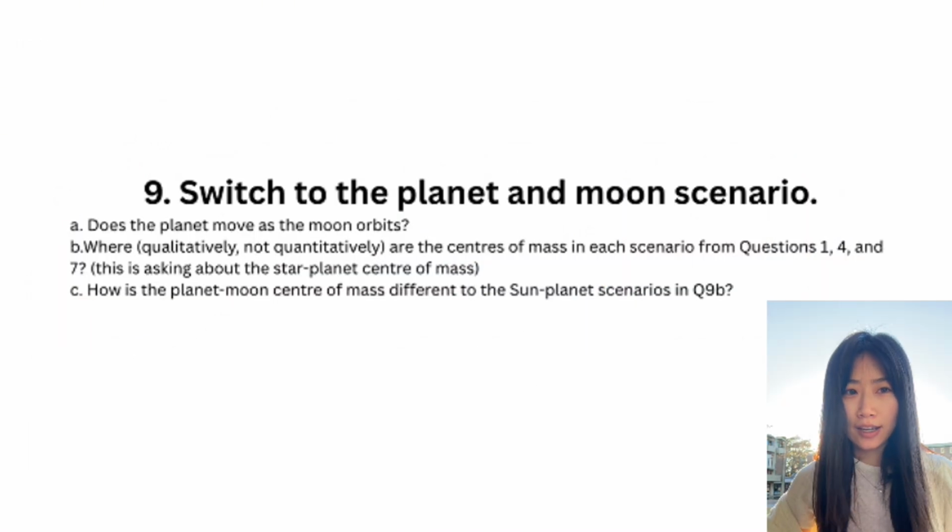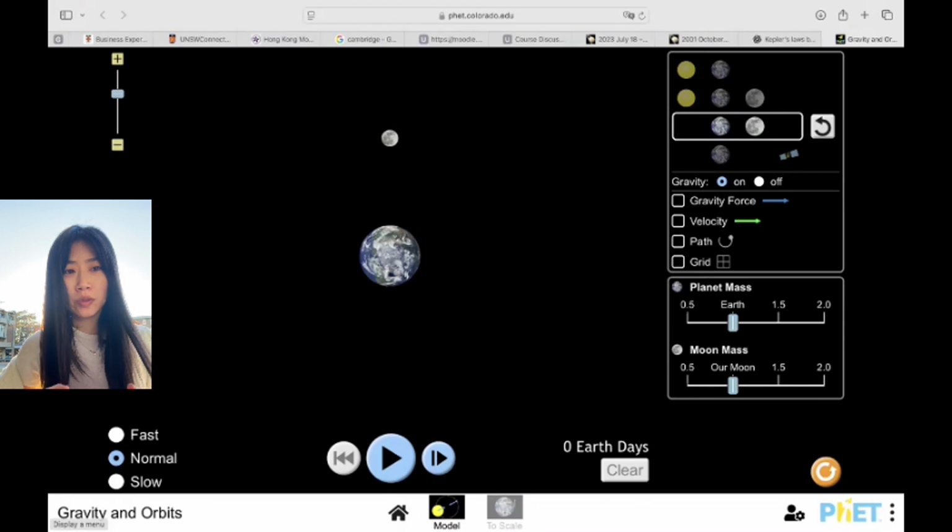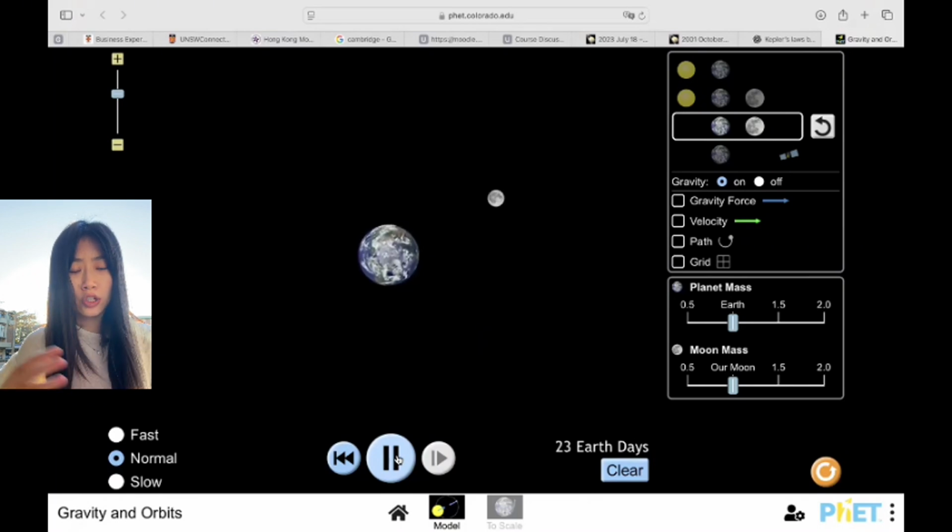Now let's move to question 9, where we explore the planet and moon scenario. Does the planet move as the moon orbits? Yes, the planet does move, but only slightly. As the moon orbits, the planet also shifts back and forth a little. This is because both objects are orbiting around a shared center of mass, not just the moon going around a fixed planet.